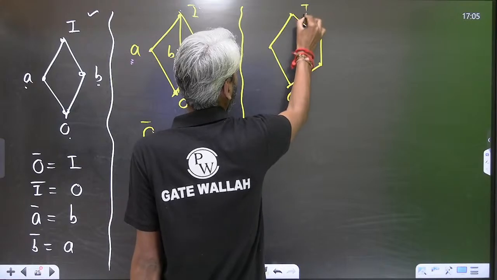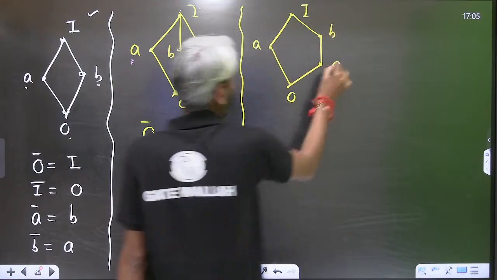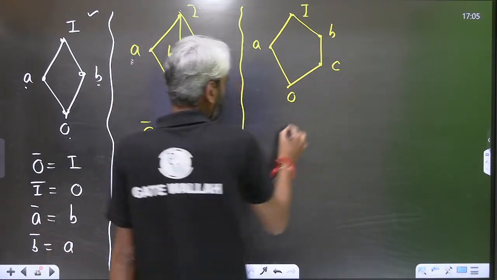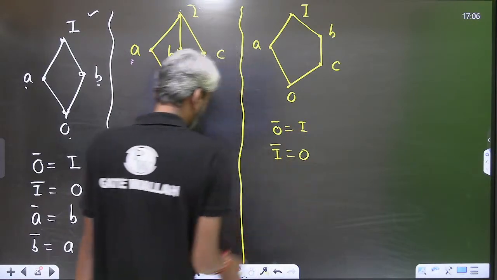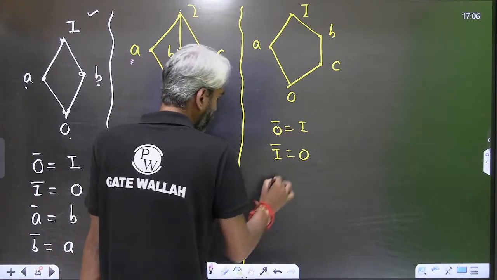O, I, A, B, C. Fine, sir. The complement of O will be I. Complement of I will be O. Okay. So, what is complement of A?